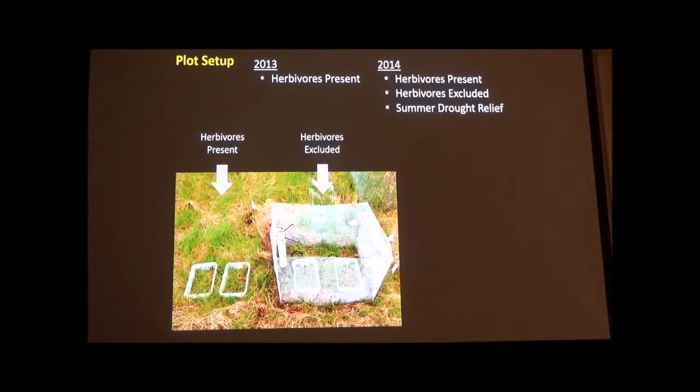We also ended up adding a summer drought relief. We noticed that in 2013, there's a lot of reasons why we thought the plants in the drought plot were actually doing quite well if only they could be relieved from drought later in the season. So we added in this extra treatment.